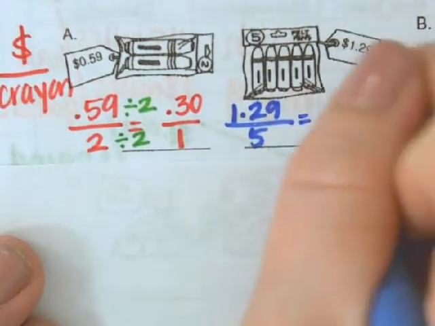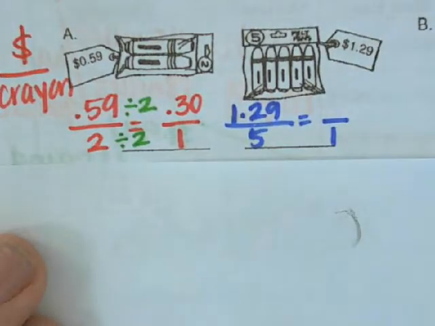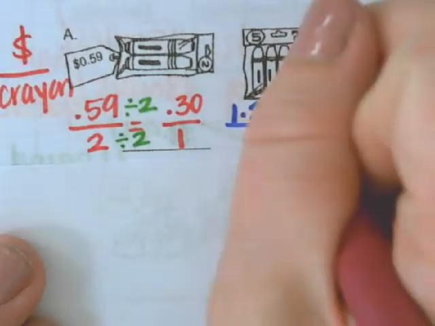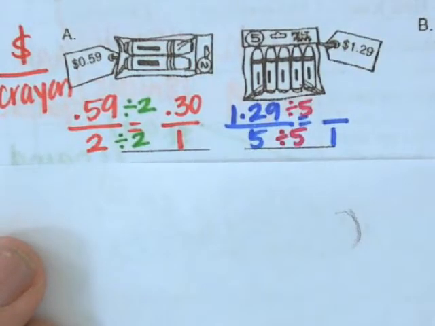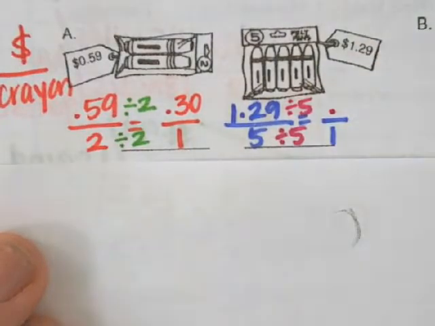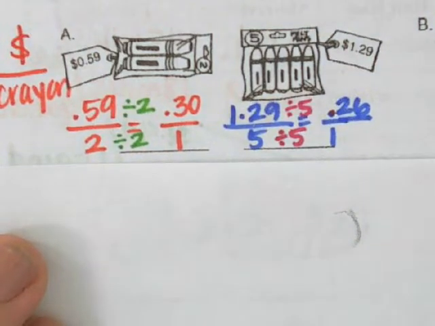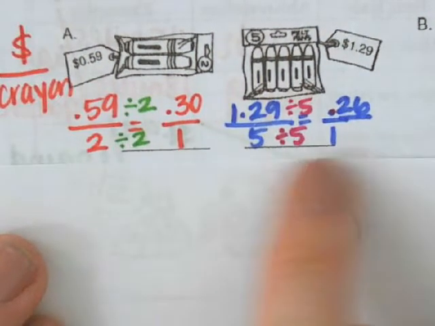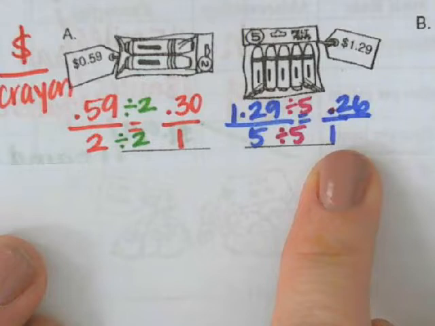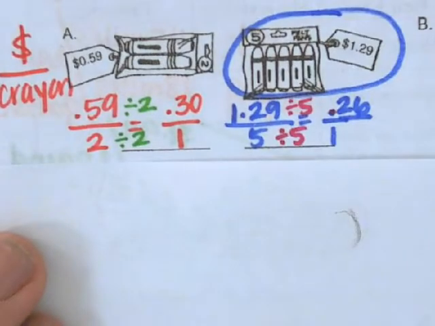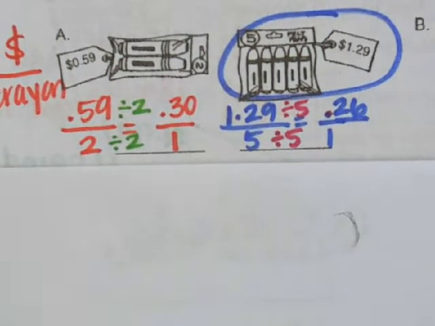In order to figure out the value of just 1 crayon, I'm going to have to divide the top and the bottom by the denominator, which is 5. So $1.29 divided by 5 gives me 26 cents. Now looking at this, would I rather spend 30 cents per crayon or 26 cents per crayon? For me, you always want the better buy, which is the cheaper deal. So I would rather do the set of 5 crayons.